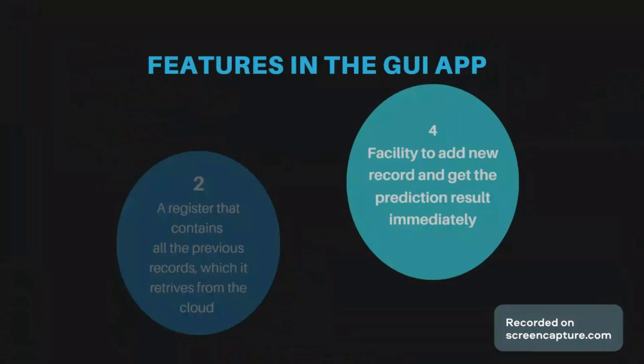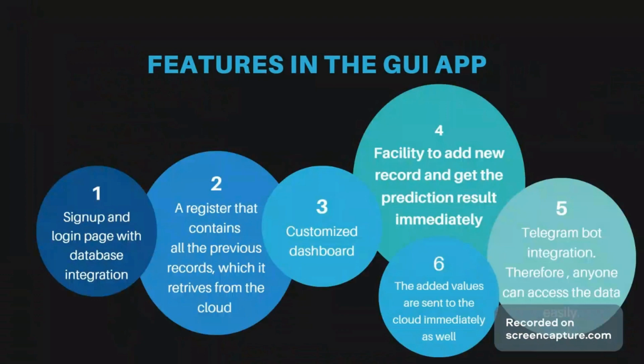ML code. So what are the features that we are trying to cover in our GUI app? A sign up and login page with database integration, a register that contains all the previous records and retrieves the data from the cloud, and a customized dashboard which shows the name of the person logging in, with the facility to add new records and get the prediction result immediately of what incubator temperature and humidity we have to set. Based on the weight and age of the child, we also get the prediction of the breath rate and the breath volume of the child.